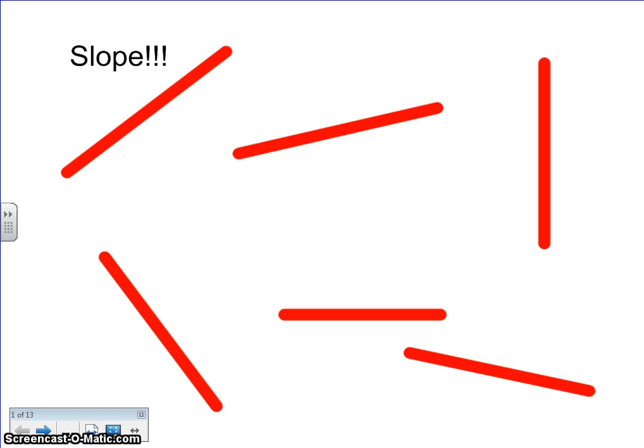I want to take a look at these lines that I have on the board right now. It doesn't matter where they are, they can be positioned anywhere on the board, but the identifying factor of all of these lines on the board is how inclined they are. Some of them are going up when you read from left to right. This one's going up. This one is going up. Some of them are going down when you read from left to right. This one's going down. This one right here is going down just a little bit.